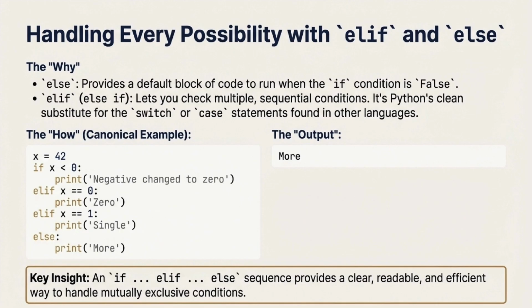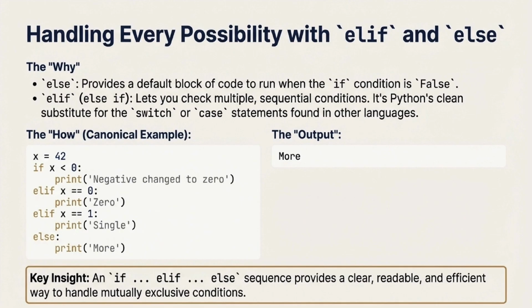Since none of the above conditions are satisfied, Python executes the else block, which prints more. An important thing to remember is that in an if, elif, else structure, only one block of code is executed. Conditions are checked in order, and once a condition is true, the rest are ignored. An if, elif, else sequence provides a clear, readable, and efficient way to handle mutually exclusive conditions.